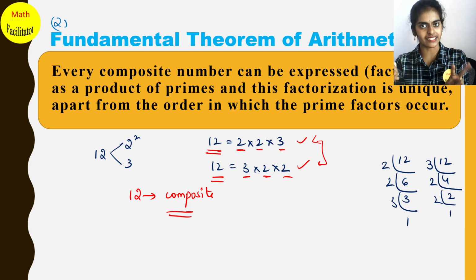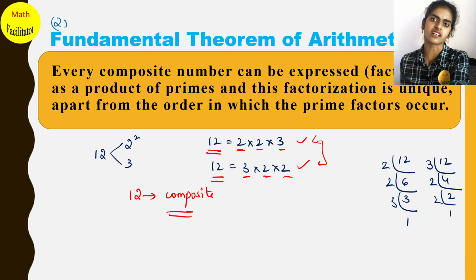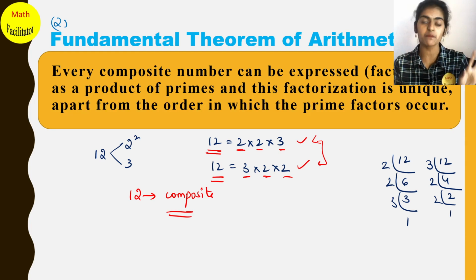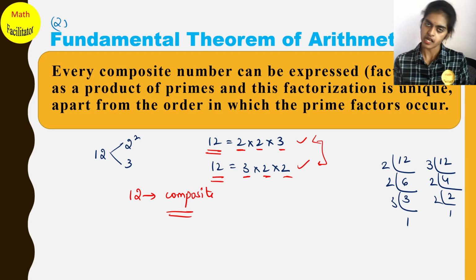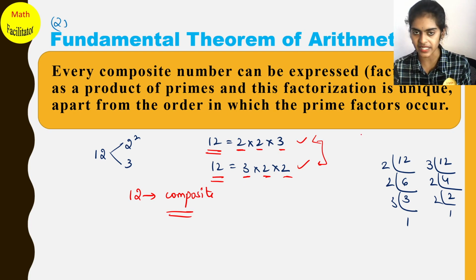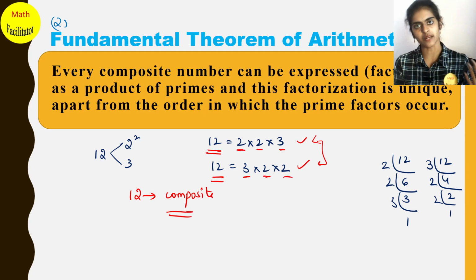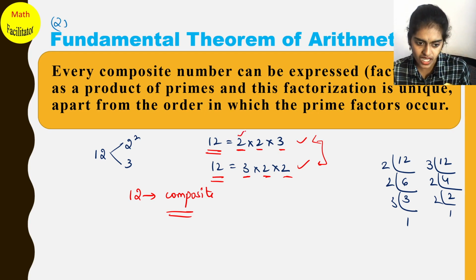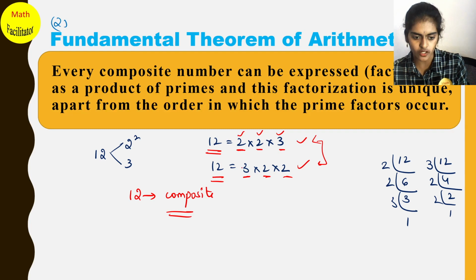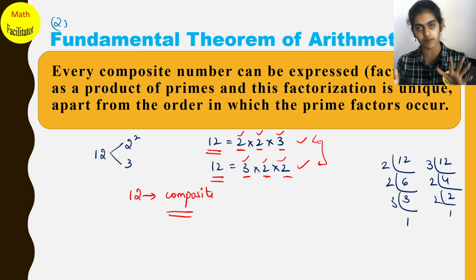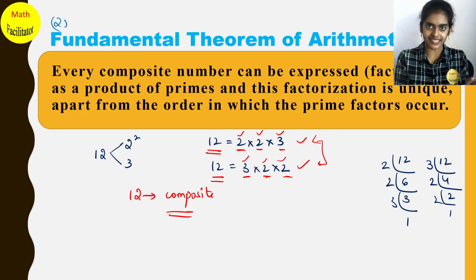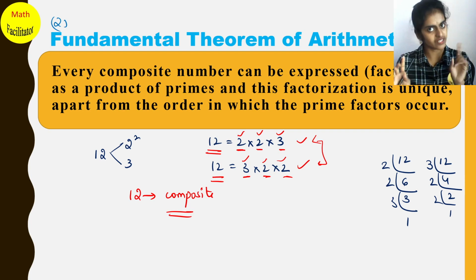Two 2's and one 3. In the second case also two 2's and one 3. That means in whichever way you prime factorize, you get the same prime factors all the time. That is the meaning of this. The second point is that the order of the prime factors can be different. Here 2's come first and 3 last, and here 3 is first and 2's last. That means however you prime factorize, the prime factors are the same. That is the first point, unique.